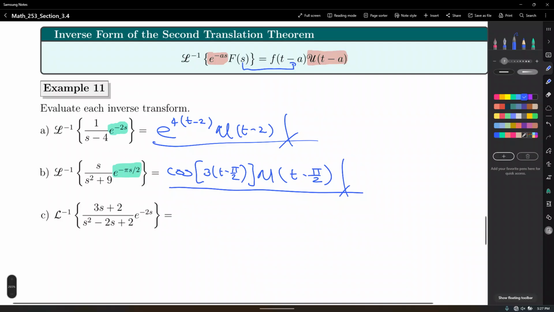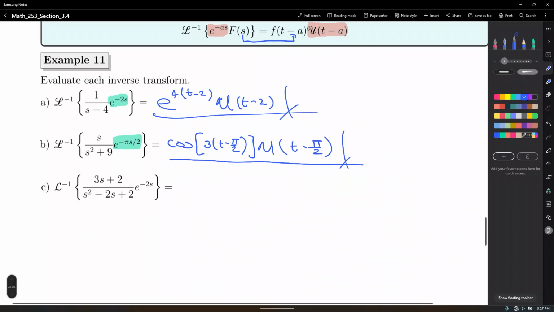Okay, so what's the next one? Okay, guys, the next one is an interesting combination of the two translation theorems in the same exercise. Have a look at the denominator. Can you factor the trinomial in the denominator? Factors of 2 that add up to negative 2?